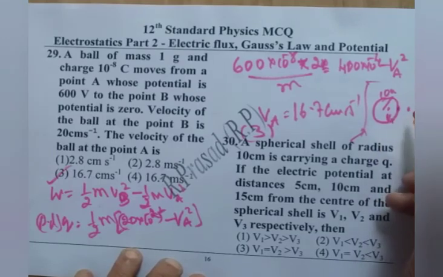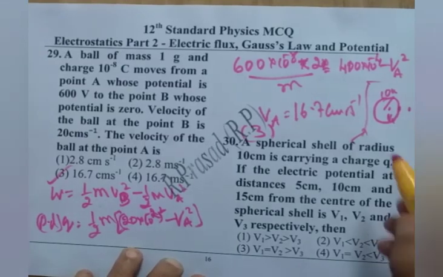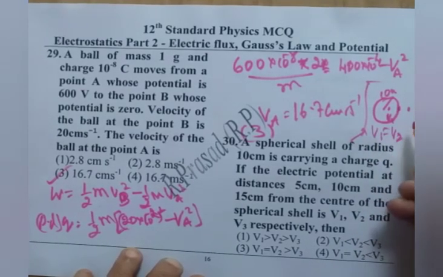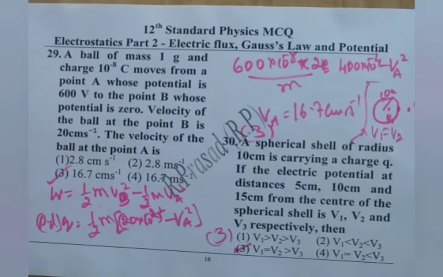That means we know from the potential concept, potential inside the conductor is the same as potential on the surface of the conductor. Therefore V1 must be equal to V2. But potential outside varies inversely as the distance. Therefore V1, V2 are larger and equal compared to V3. Therefore V1 equals V2 greater than V3. So option 3 is right. There I conclude this session. In the next session we think of capacitors exclusively.